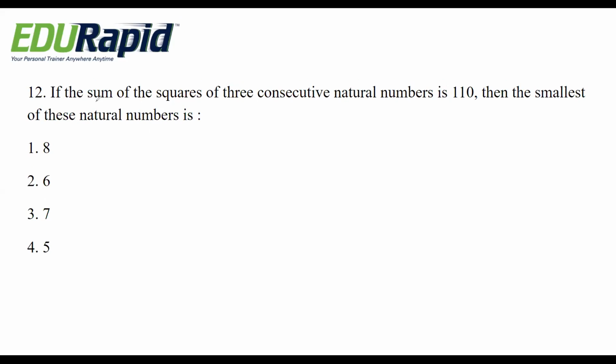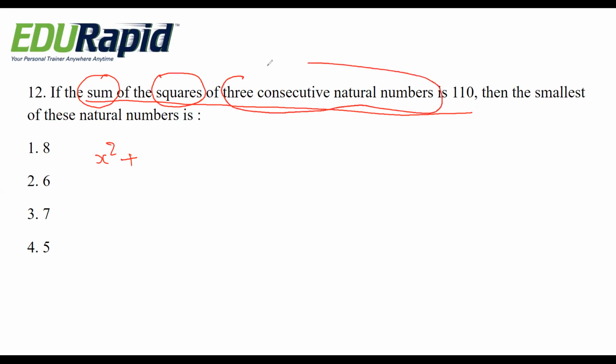They are telling the sum of the squares of three consecutive natural numbers is 110. So it is the squares of three consecutive numbers. So what? 110. This is in the a plus b whole square form.